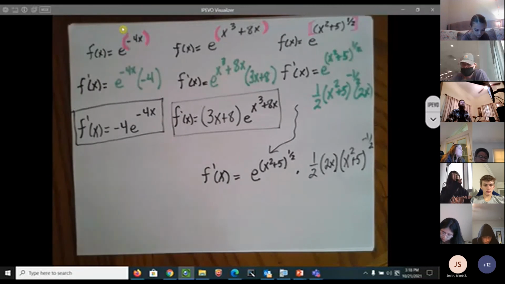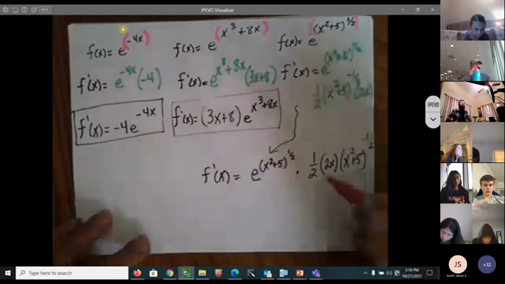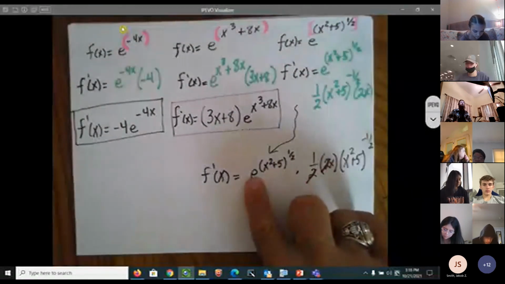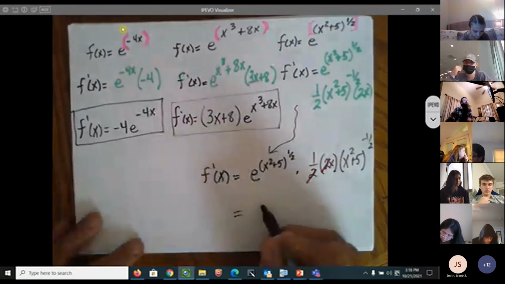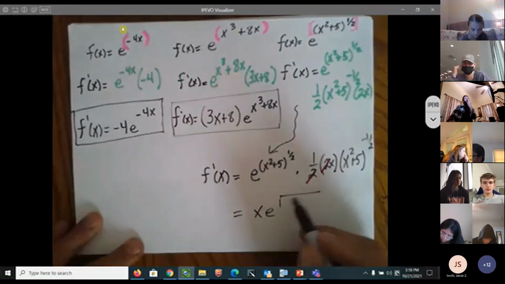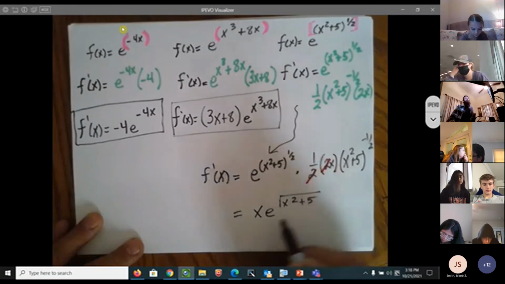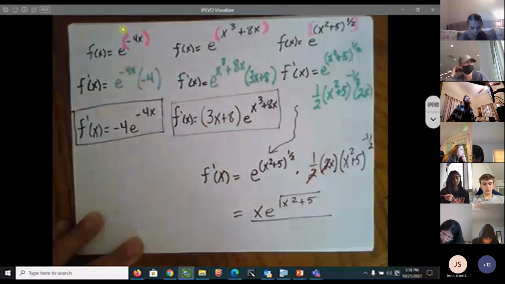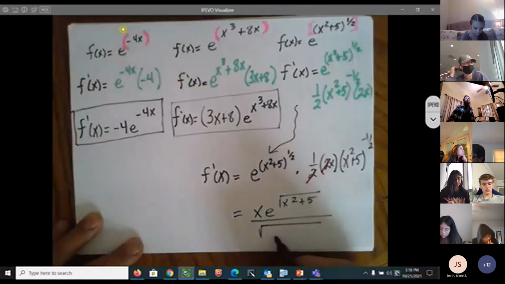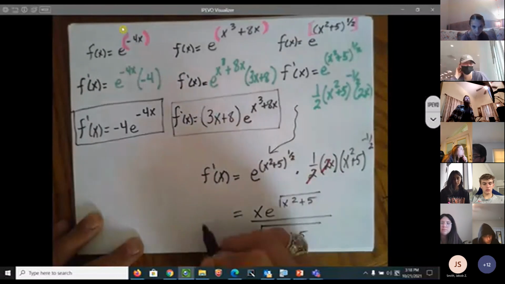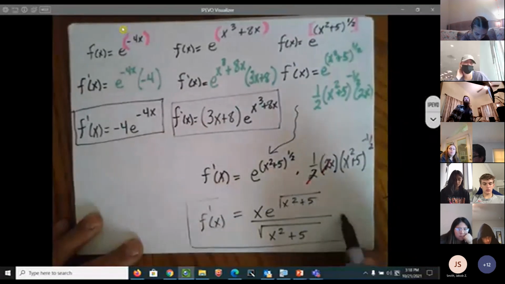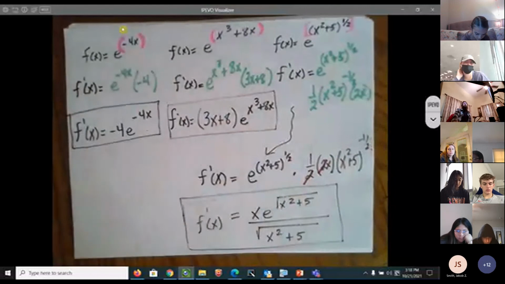And just like the last one, the 2's cancel. And the x stays with this e. So that's going to be x e to the square root of x squared plus 5 over the square root of x squared plus 5. And I'm just going to add that you can rationalize this, but I'm not going to, because in the last problem, they didn't rationalize. So I'm not going to rationalize now.